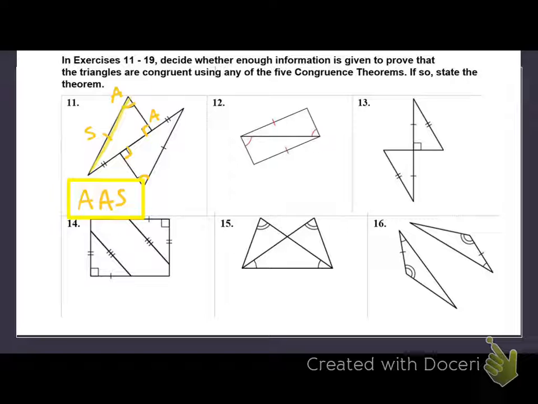Number 12, what do we have that is congruent? Sides. We got sides. What else do we have? The side in the middle, the side they share, and then an angle. So in order for it to be side angle side, we need the angle between the two sides. Is the angle in between the two sides? It is not. So this is a no. None of the others would fit this description.